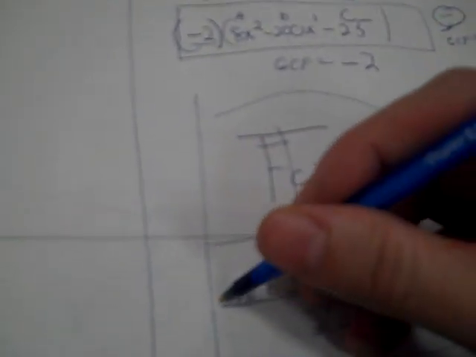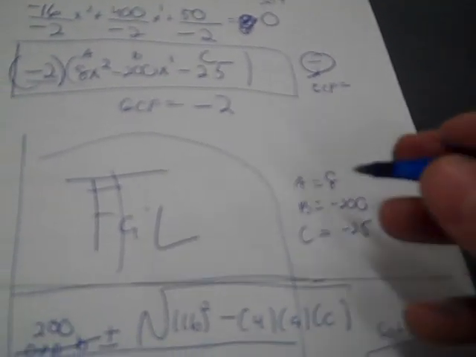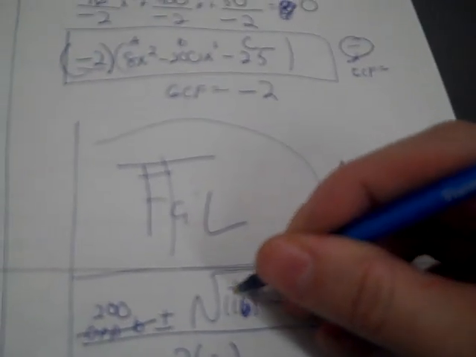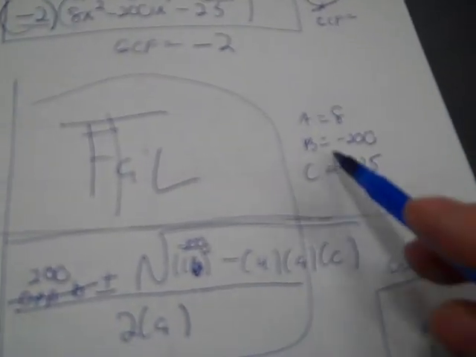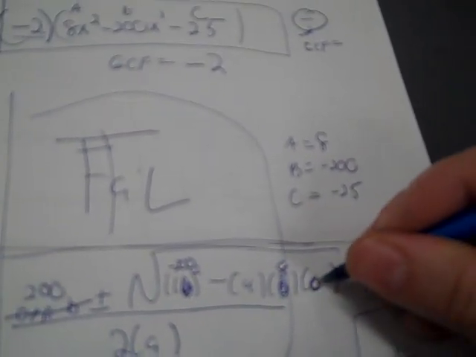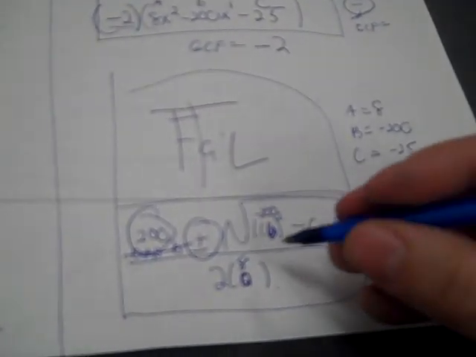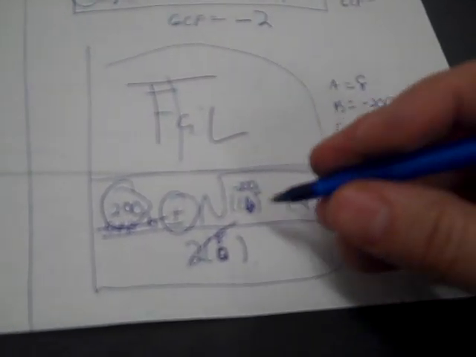Okay, so the opposite of the b is positive 200. B itself would be negative 200. 4a is 8, and c is negative 25. Okay, and the a here is 8. Okay, so we got 200 plus or minus, and then 2 times 8 is 16.